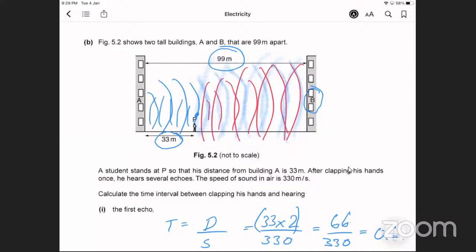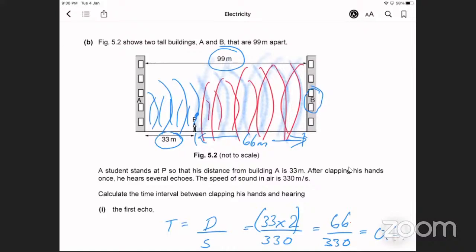Since the distance between P and building B is greater, it will take longer for the second echo to come back. So your first echo will register as the third echo because it's traveling less distance, right? So let me just change my color here. Right, so when you subtract your 33 from 99, you get what? You get 66, right? 66 meters, right? So your second echo is traveling 66 times 2, right? So that is way more than the first echo, right?